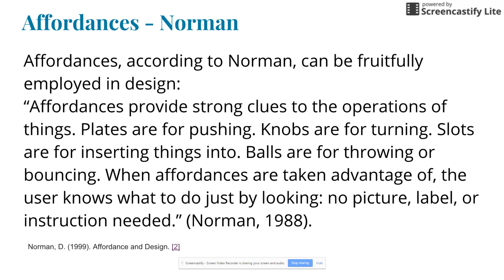In the late 1980s, Don Norman suggested that affordances could be employed successfully in design. He suggested that affordances provide strong clues to the operation of things, like plates are for pushing, knobs are for turning, balls are for throwing or bouncing. When affordances are taken advantage of, the user knows exactly what to do without instructions, labels, pictures, anything.